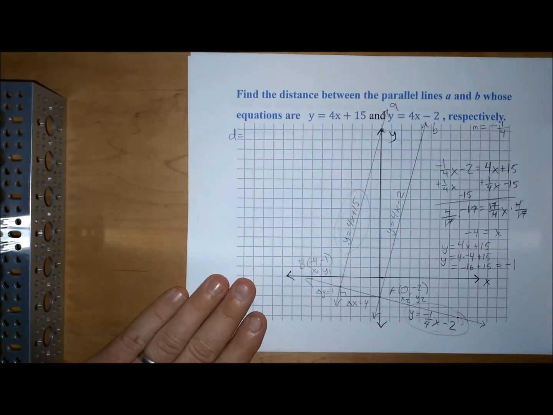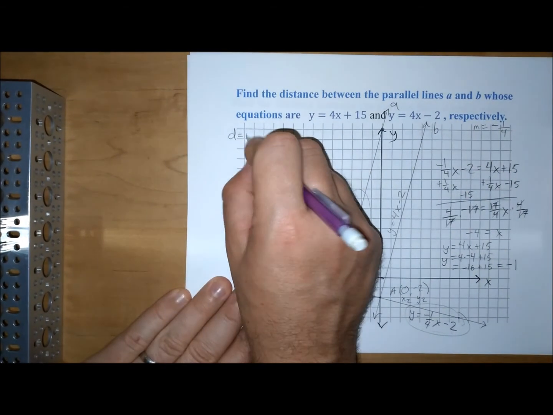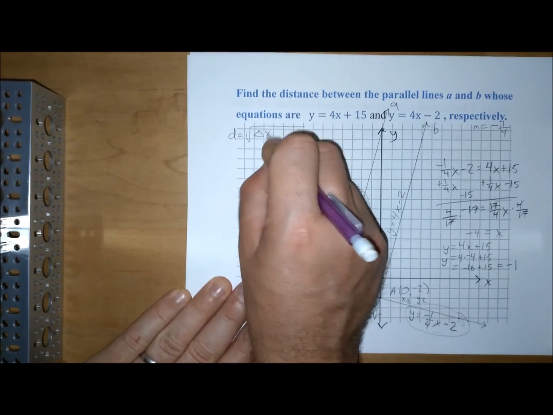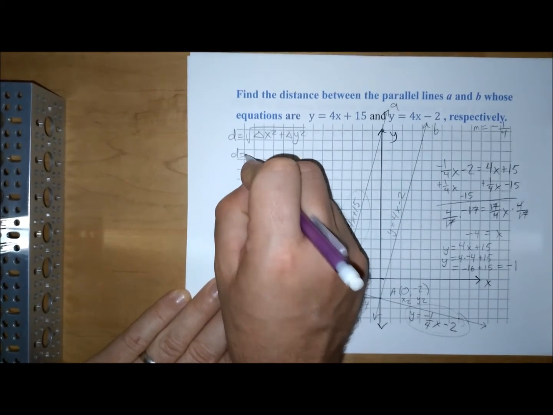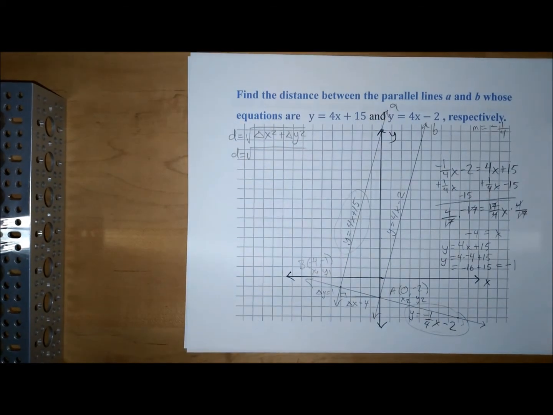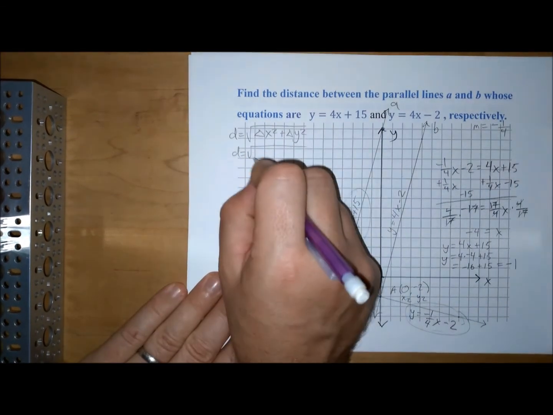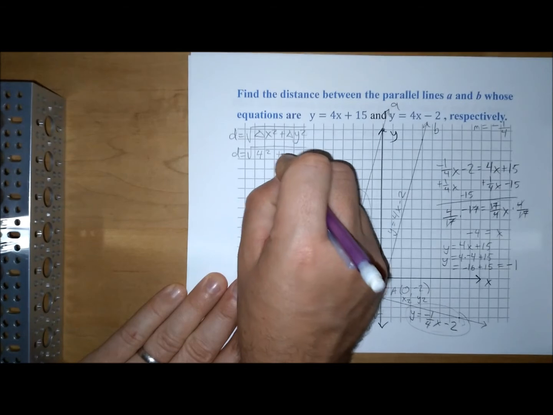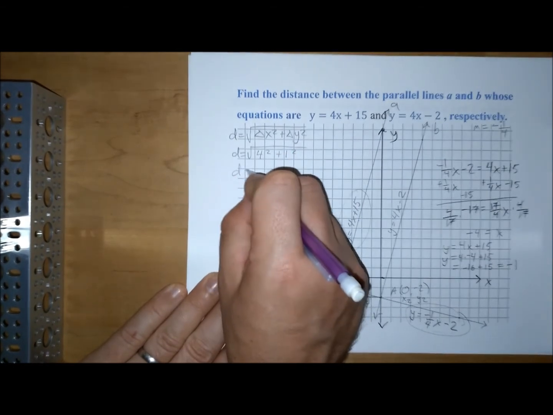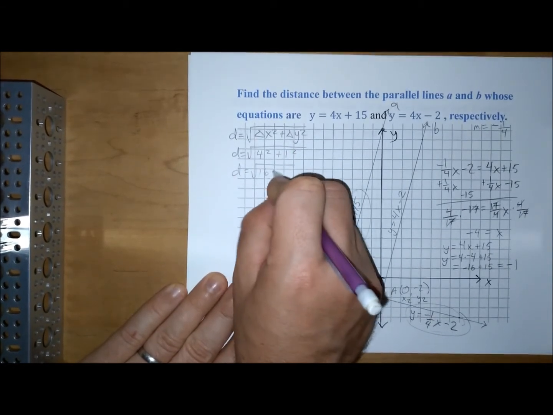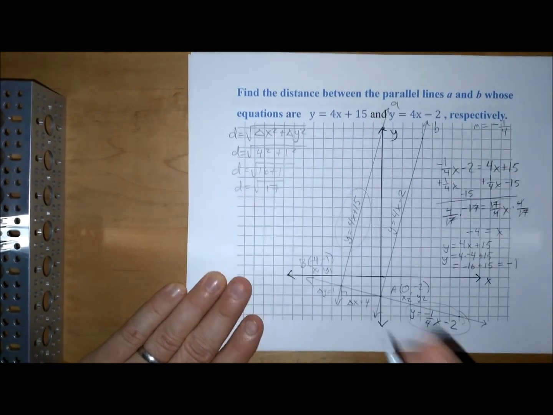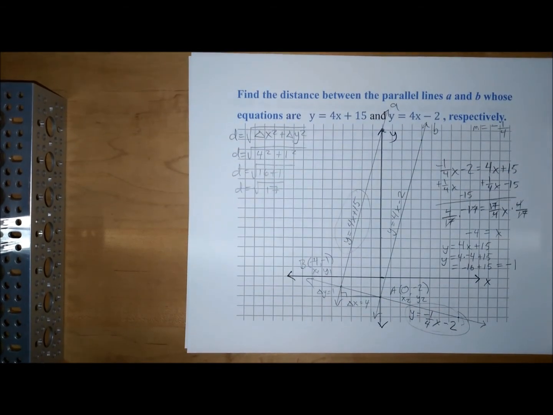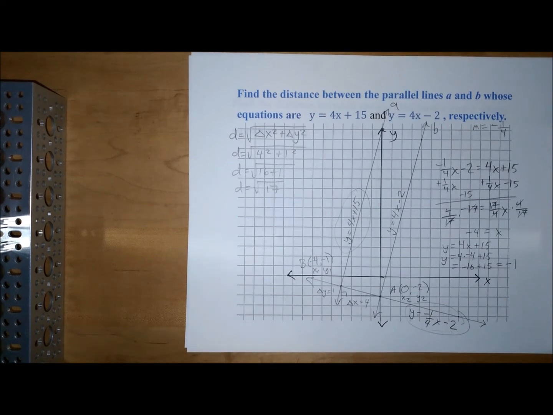So our distance equals the square root of the change in x squared plus the change in y squared. So our distance is going to equal the square root of 4 squared plus 1 squared. So this is going to be the square root of 16 plus 1, which is going to be the square root of 17. Okay? All right, guys, this is a tough lesson.